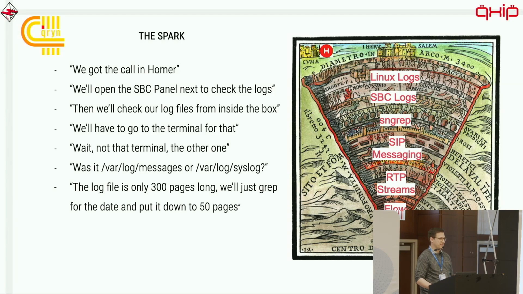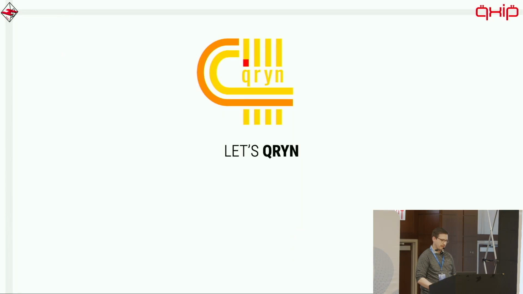And the question is, how can we find the information we're looking for? So let's grab it down to 50 pages so we can just scroll and look. So our goal is to get rid of that and have it just all in one window. Use queries that are helpful to you over all of your logs to find what you're really interested in. So let's QRYN.